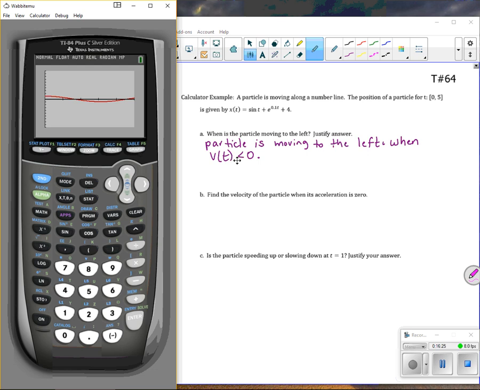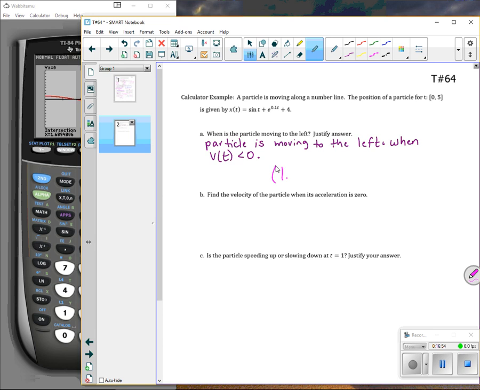I'm looking to see when the velocity is negative. So I'm going to do second calc intersect. I'm going to put my cursor on this guy, get it close, and hit enter 3 times, making sure I go to 3 decimal places. 1.689.